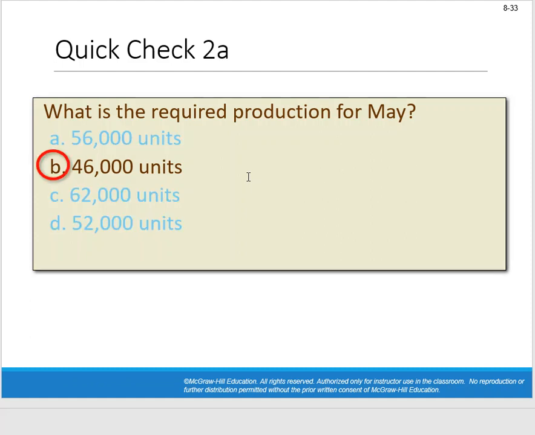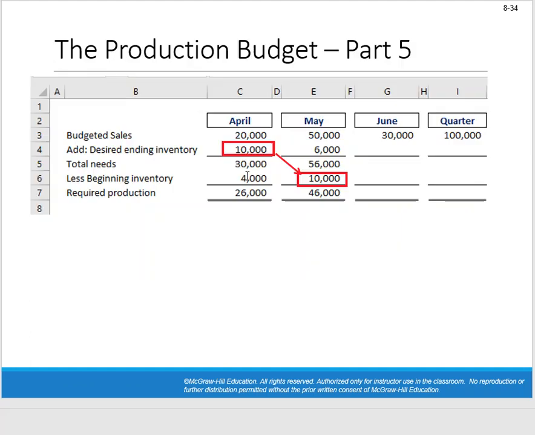I hope you got B, 46,000. Here's what it should look like. So 50,000 plus 20% times 30,000. So we're taking 20% of June. So that's 6,000. Total needs are 56,000. We subtract 10,000 that we already had in ending inventory. So in May, we need to produce 46,000.